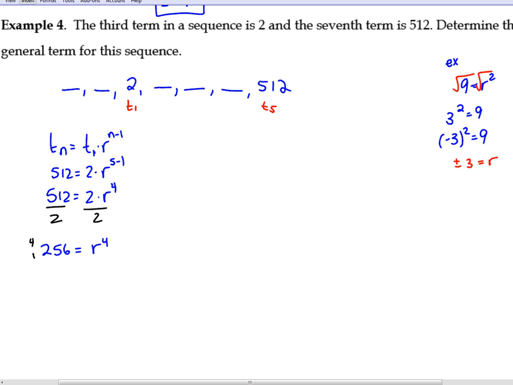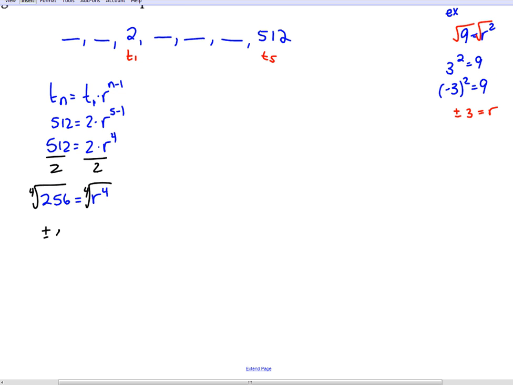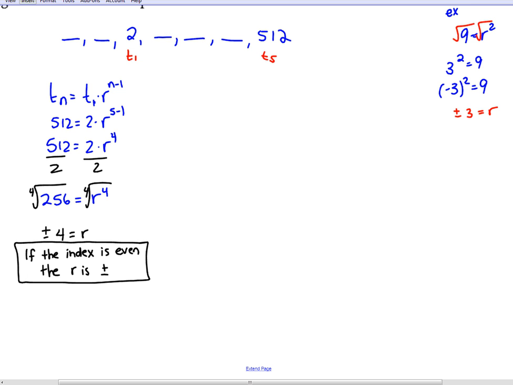So I'm just going to write a little note there. So it's plus or minus 4. So if the index is even, the r is plus or minus. Because your calculator will only give you the principal. It won't give you both, the positive and the negative. It'll only give you the positive.